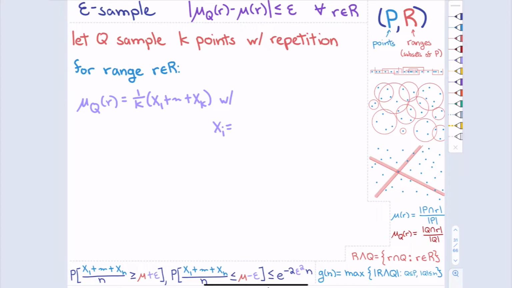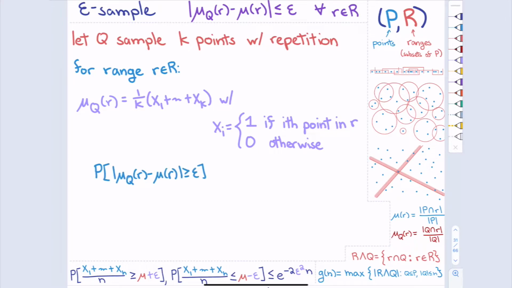Yeah, whether the ith point lands in R, right? So I'll make xi equal to 1 if the ith point is in R, and I'll make it equal to 0 otherwise. Now, we're looking at the probability, because I want to make sure it's an epsilon sample. So this is the bad event: the odds that the measure with Q compared to the real measure is off by more than epsilon.